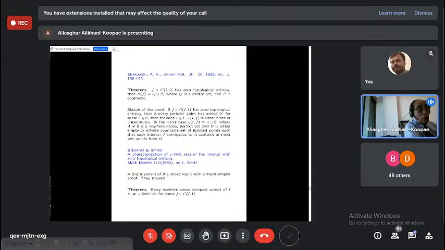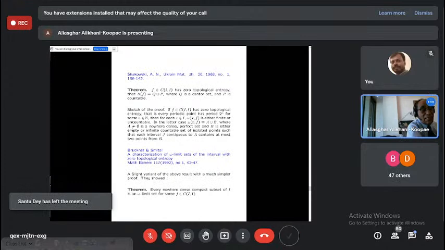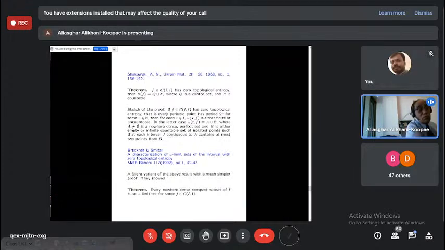Of course, Sharkovsky, long before in 1968, showed that if F in C(I) has zero topological entropy, then Lambda(F) is Q union P, where Q is a Cantor set and P is a countable set. And Schmidt and Bruckner were able to prove the converse: if Lambda(F) is Q union P, where Q is a Cantor set and P is a countable set, then F should have zero topological entropy.